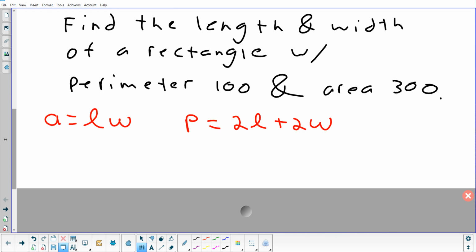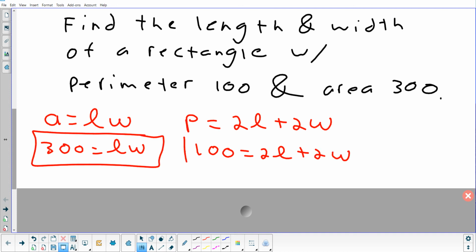Maddie, if I fill in what I can for A equals L times W, what will it look like? 300 equals L times W. Okay, so 300 equals L times W. That's all we're going to be able to do there. And Madison, what about if I fill in for the second equation? 100 equals 2L plus 2W. So, yep, 100 equals 2L plus 2W.